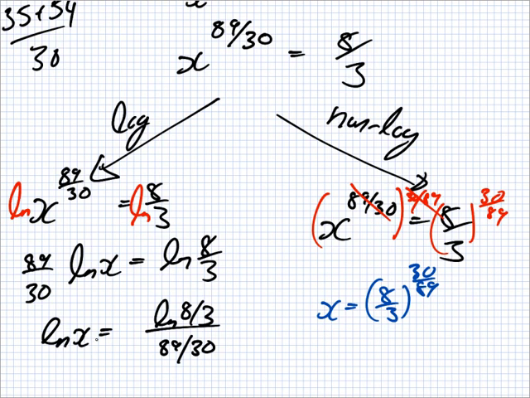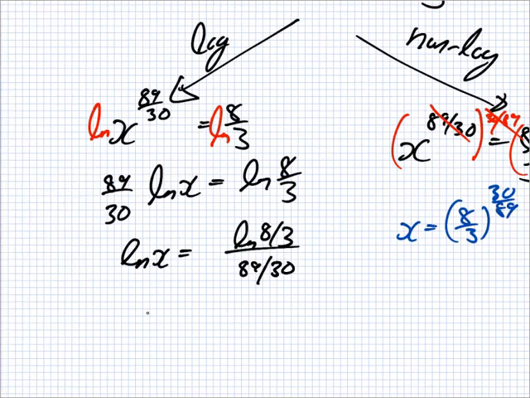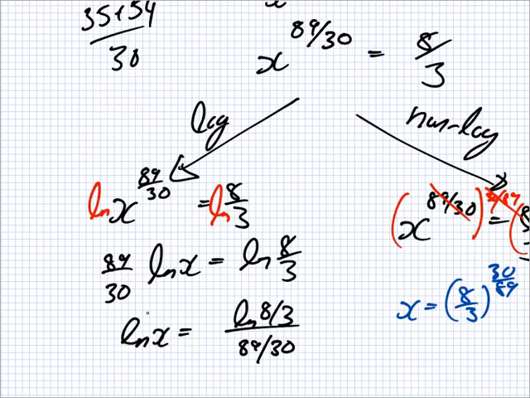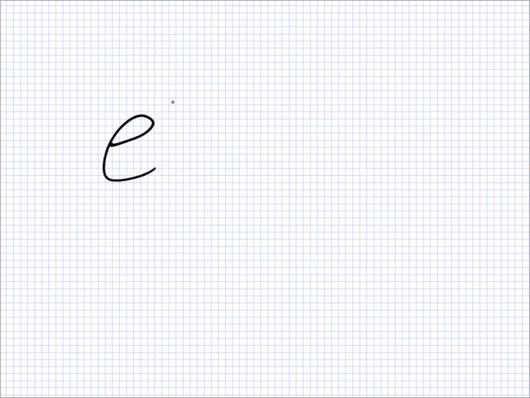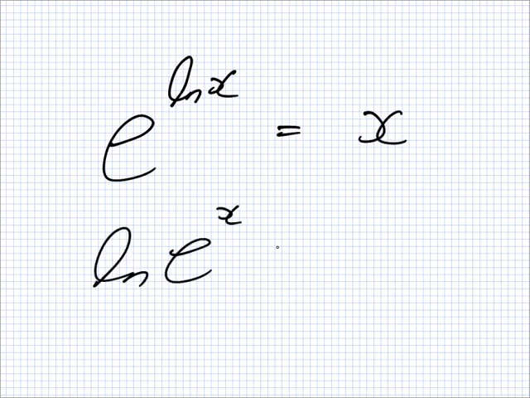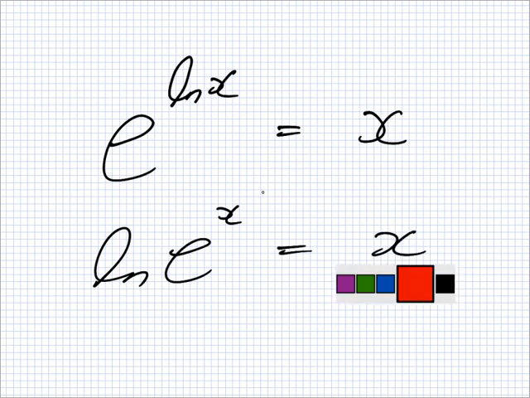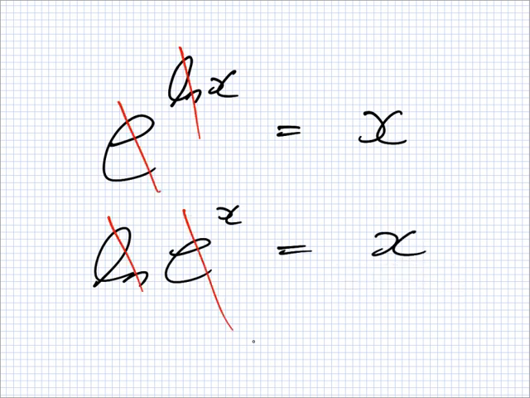Does anyone know how to cancel a log? E? Yeah. This is something I was going to mention for the next question, but since we're talking about it now, I'll mention it here. E to the power log x equals what? X. And log e of x? 1. X. Yeah. Because you can cancel e's with logs.